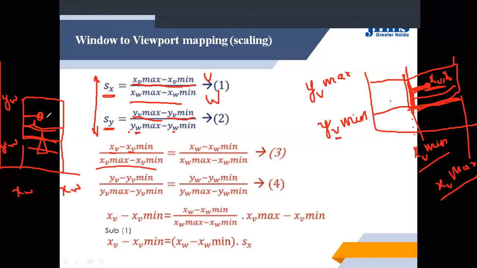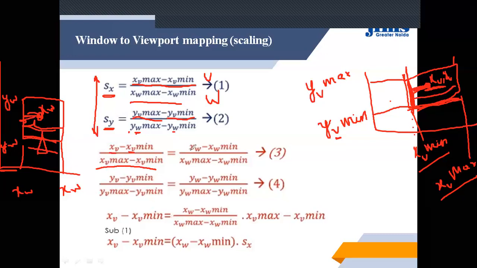Same in the case of the window. This is XW minus XW min, meaning the distance from here to here.